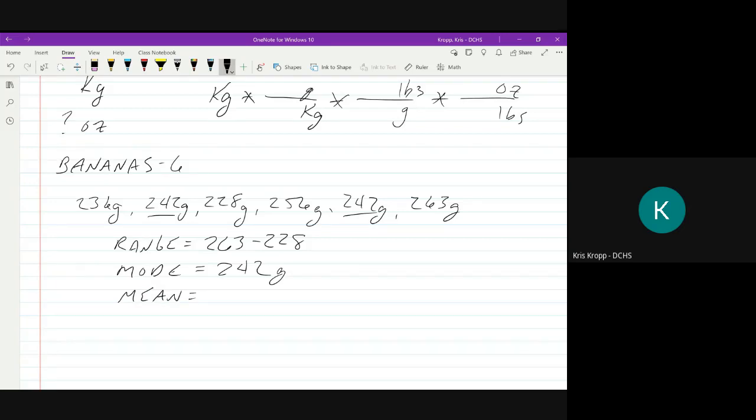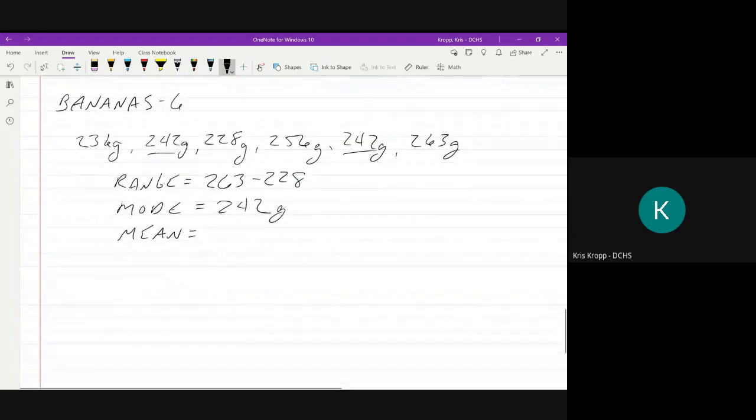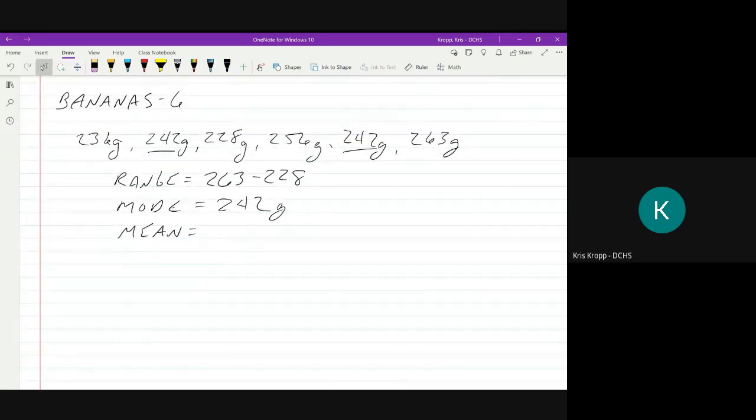How do I find the mean? Add all the numbers together, divide by how many there are. Good. Okay, so I'm just going to take 236 plus 242 plus 228 plus 256 plus 242 plus 263. I'm going to divide that by 6 because there are 6 bananas. And that'll give me my average. Okay.